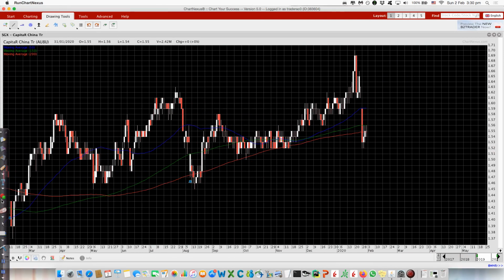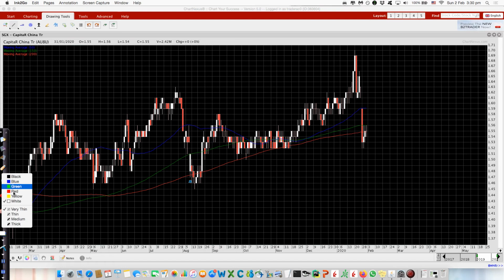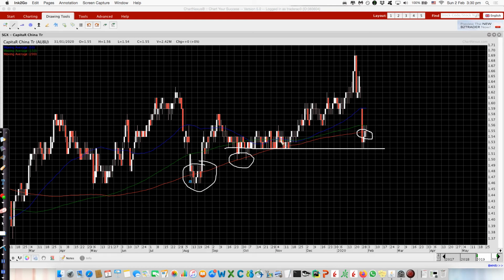Now, there is this level that I want to highlight to you, that is a support level here. You see it was tested many times. Okay, and at the same time, the price is now bouncing on the 200 moving average. That is a strong support, and it was tested already here, and here, and here, right?